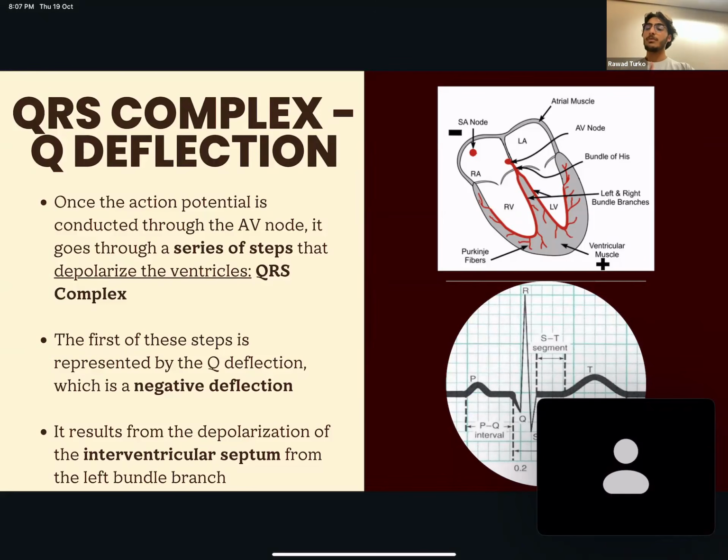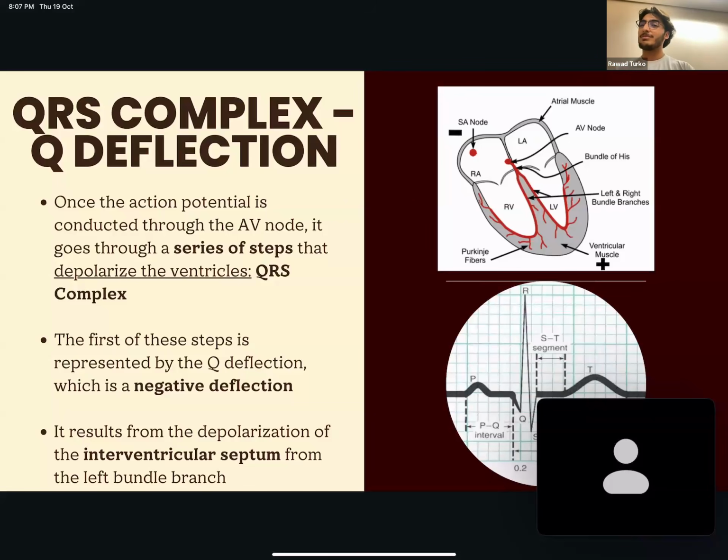Now, once we're at the left and right bundle branches, we need to also depolarize the interventricular septum, because we want to depolarize the entire heart. The action potentials are traveling down the left and right bundle branches, and then they look to their side and see the interventricular septum, and they go, well, now we have to depolarize that too. So some charges have to go in the direction of the interventricular septum itself, and not just down the septum, but into the septum itself, to depolarize that portion too.